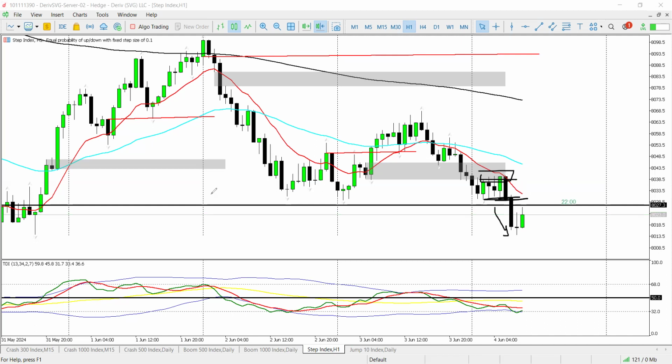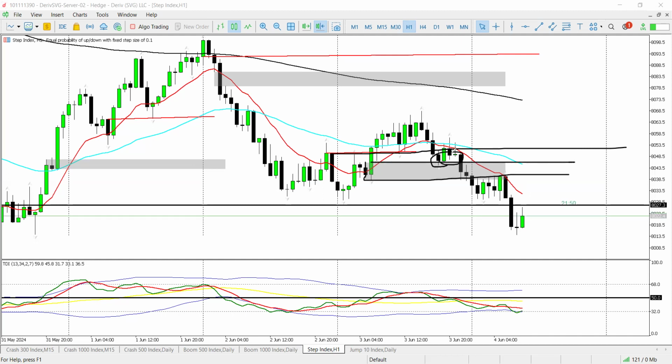So that's the importance, like I mentioned yesterday, of putting in your zones. You just draw it into the future. If it's an order block, you just draw it into the future. If price respects it, then you can take buys. If price breaks and retests, you can take sells. So it sort of gives you a clue of where the direction of the market is.